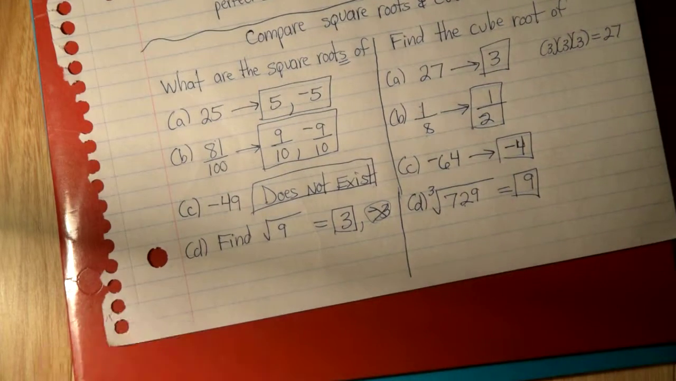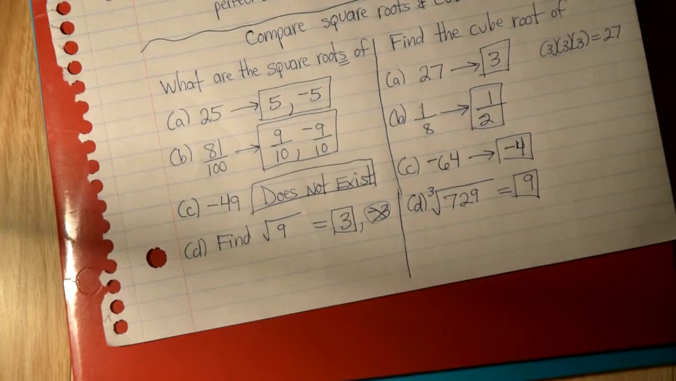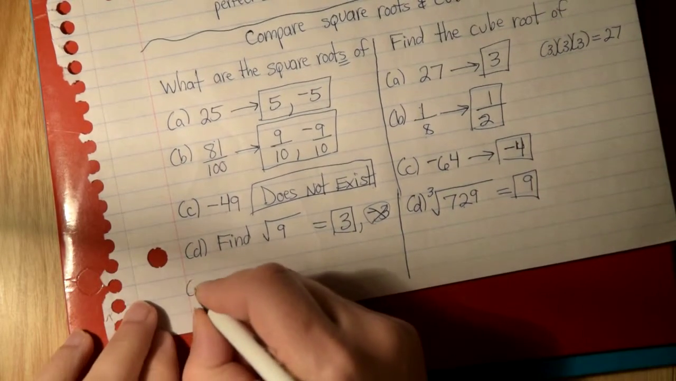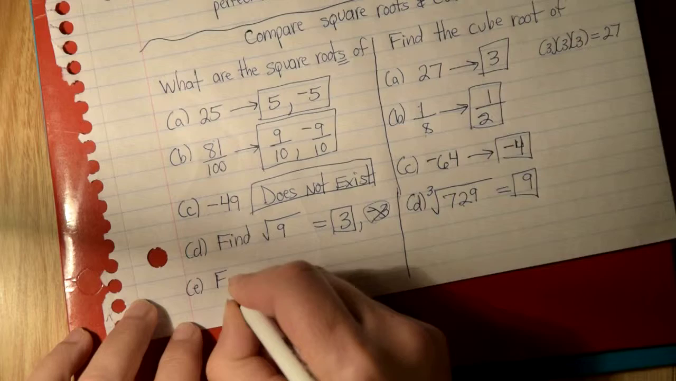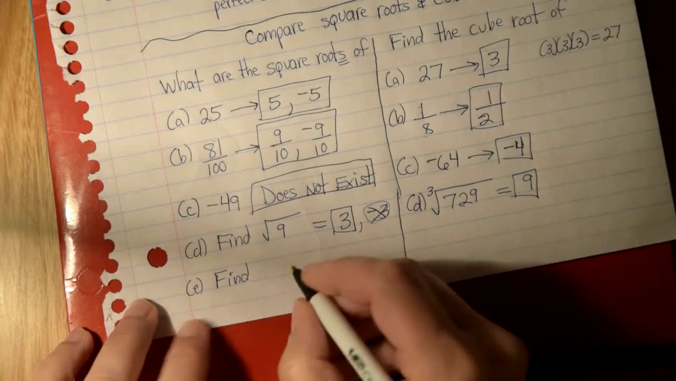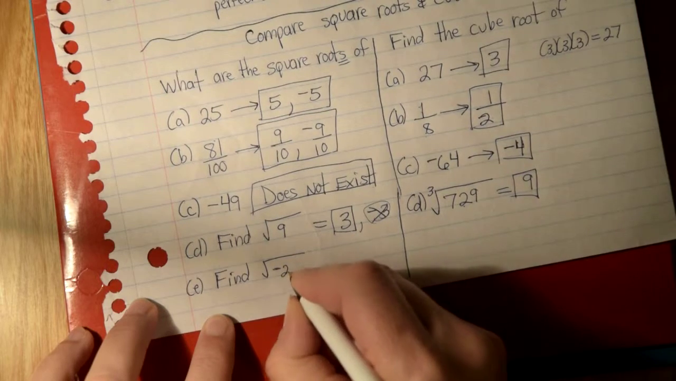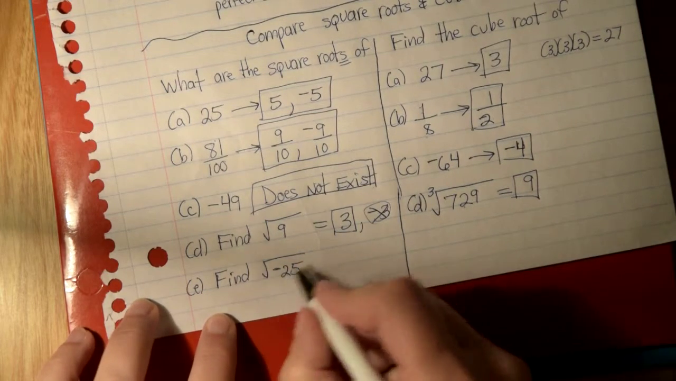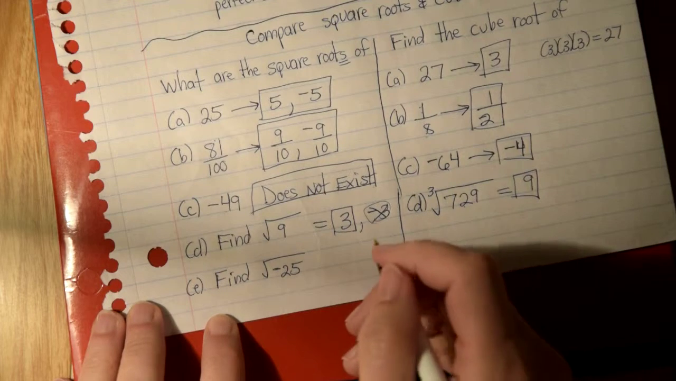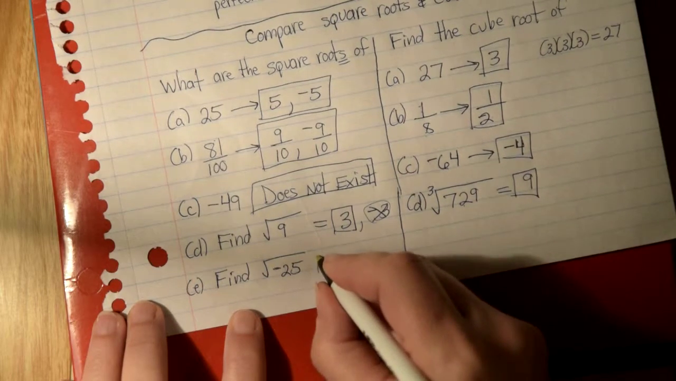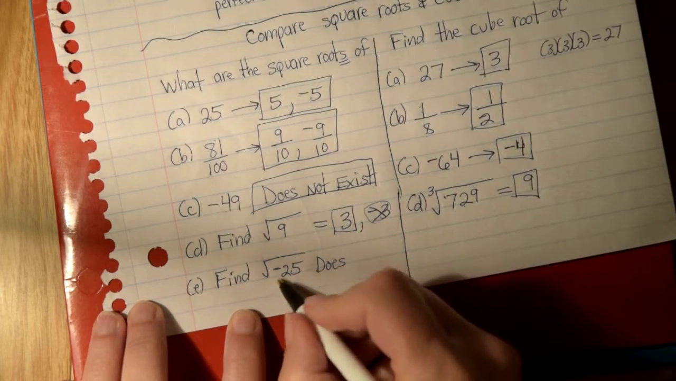And E, let me make sure I'm still visible here. Yeah, okay. E, find, using the square root sign, negative 25. This is not possible, or does not exist, because you can't take the square root of a negative.